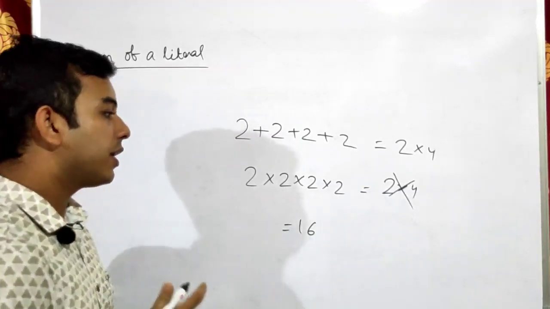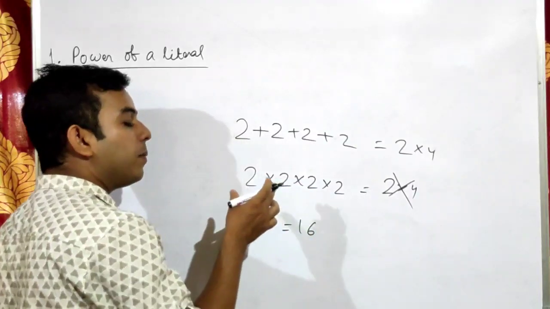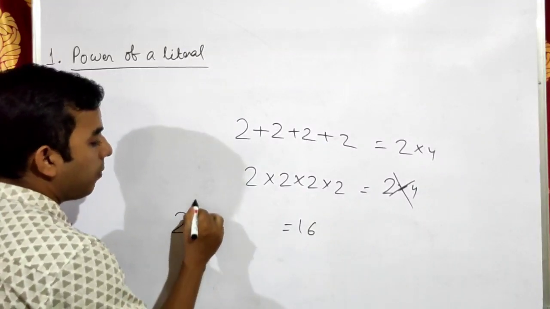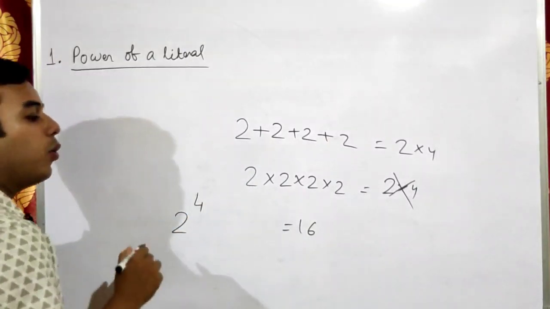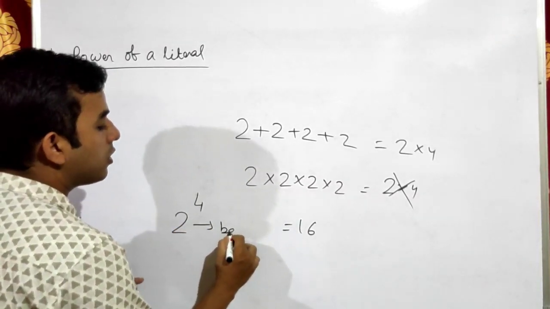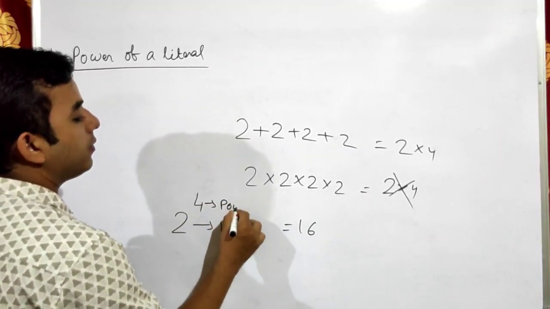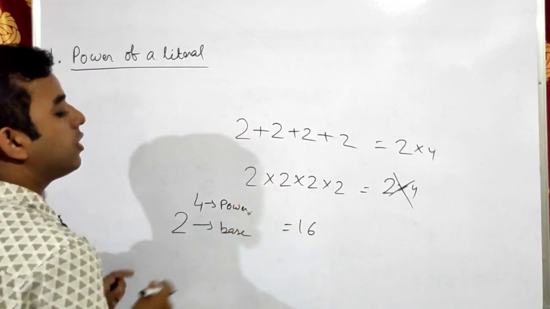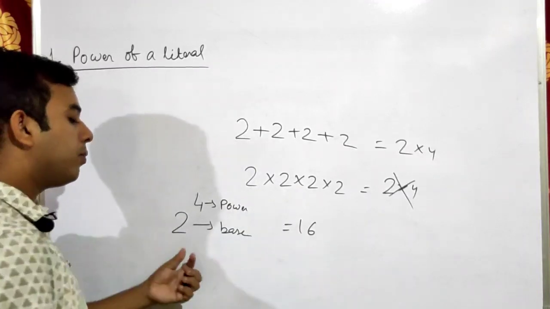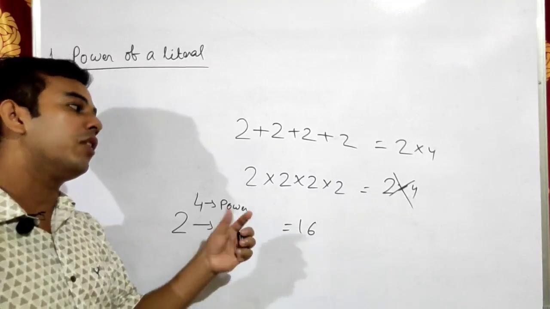Okay, let's check it out. What is exponential form? Suppose a number is repeatedly multiplied, we can write it like this, 2 power 4. Here, this position is known as base and this position is known as power. The number which is multiplied will be written in the base, and how many times it is multiplied with itself will be written in the power.